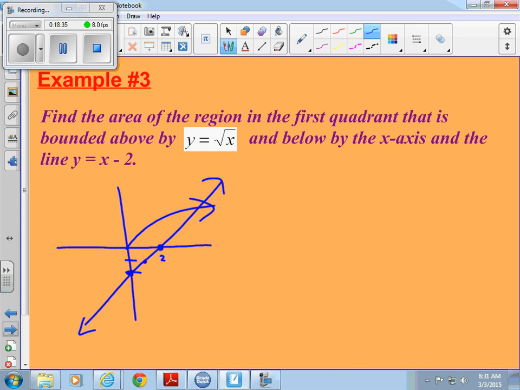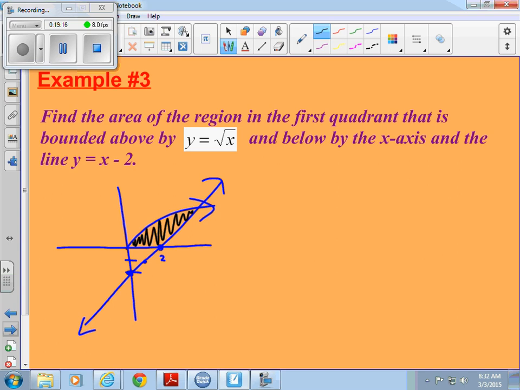Now, I'm going to go back and read this question really carefully. Which region am I talking about? Part above the x-axis. That, right? If I integrate from 0 to that intersection, and I do the square root of x minus x minus 2, what area would that give me? That little triangle as well, right?